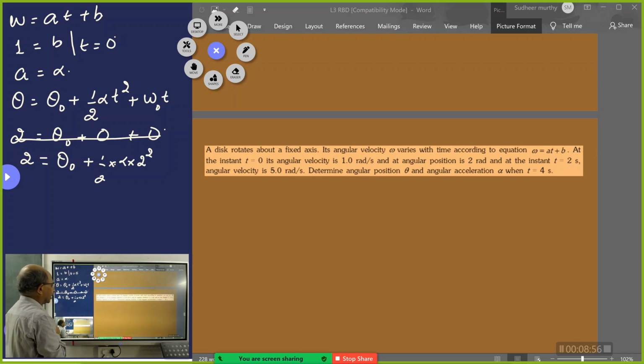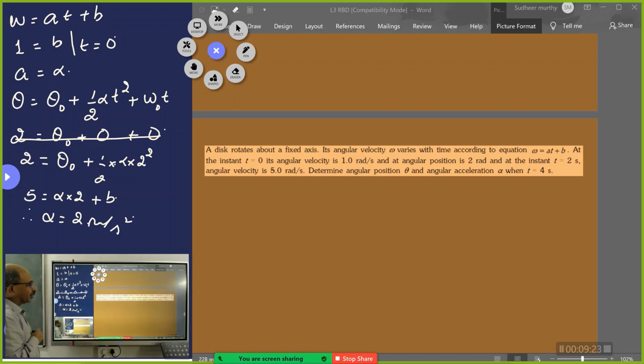And the angular velocity is 5 radians. Again, make use of the first equation. So alpha into 2 plus b is equal to 5, and b is already equal to 1. Therefore alpha will be equal to 2 radians per second. So you found out all the things. Now you have to find the angular position theta and angular acceleration alpha when t is equal to 4 seconds.